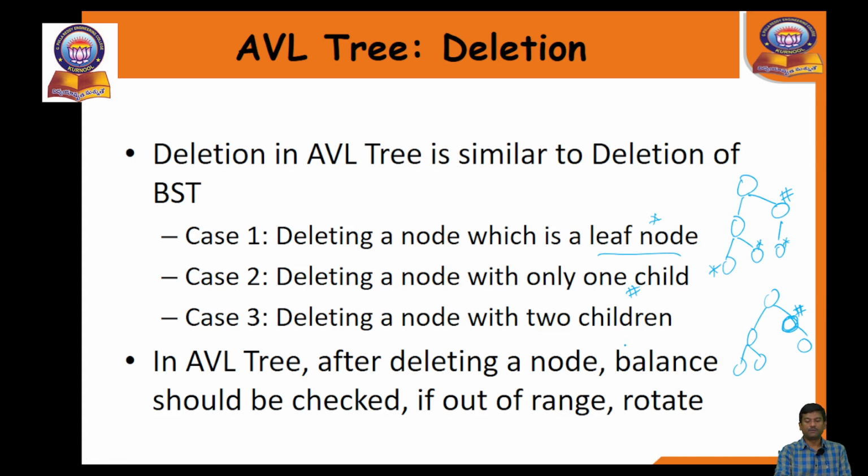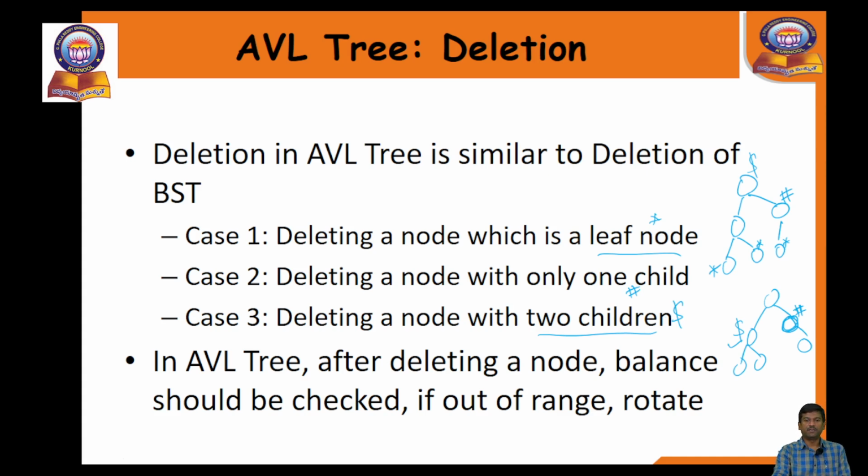And deleting a node with two children. Here you can observe, if you want to delete a node which contains two children, then such cases are related to the case 3 scenario. Similarly, here also, if you consider this root node which contains two children, that is related to deleting a node with two children.